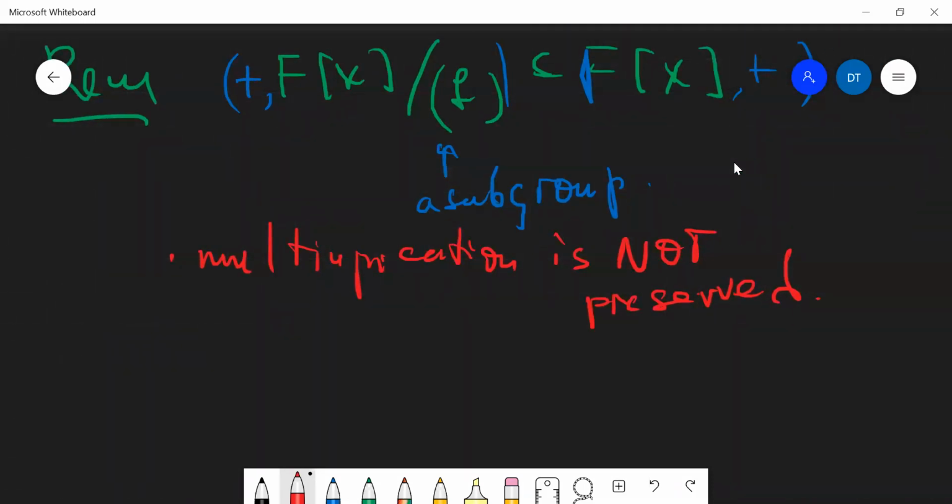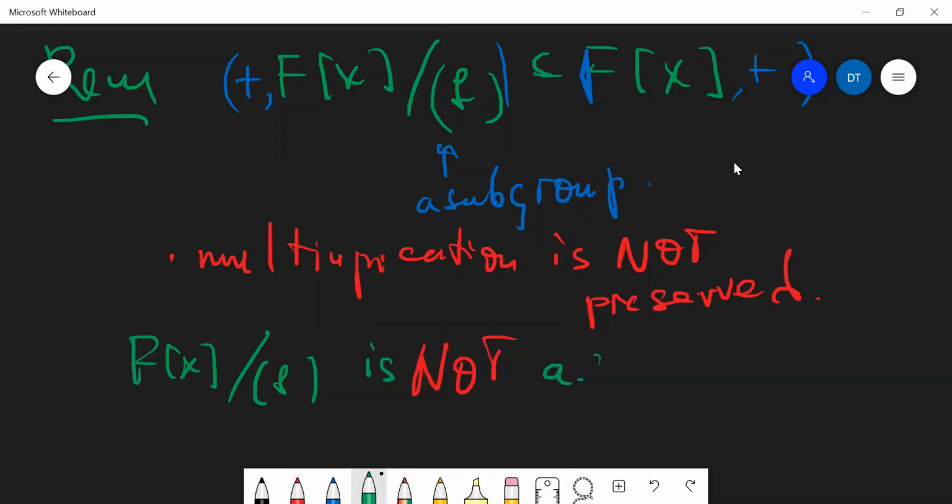So the important thing is that F[x] quotient by f is not, I'm sorry, a subring of F[x]. This is very important.